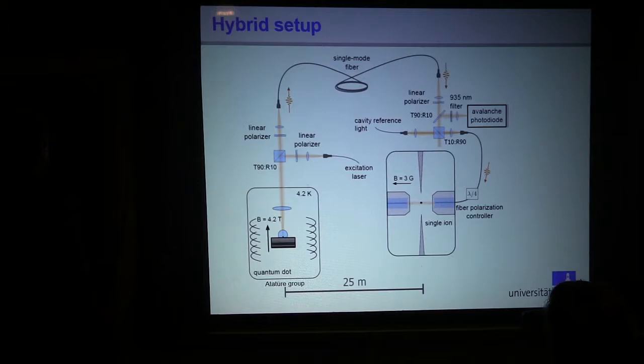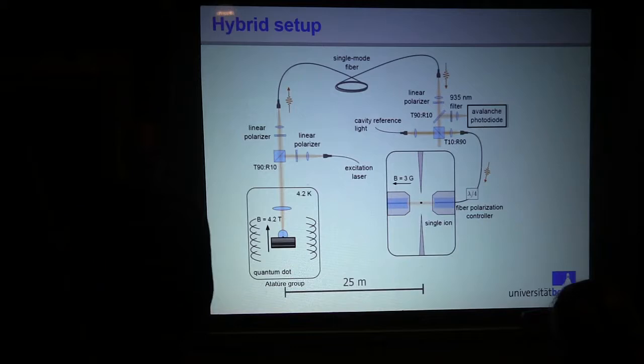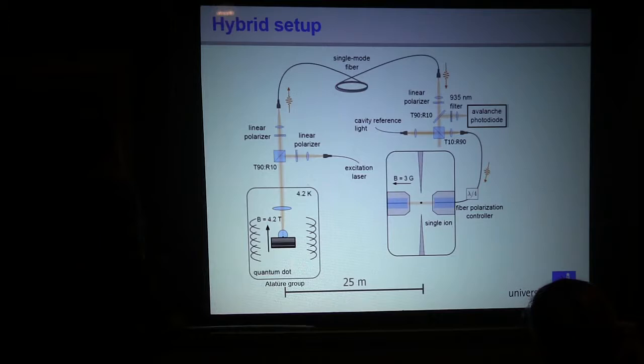Okay, so here's the setup. The ion I've showed you already extensively. The quantum dot is in collaboration with the group of Mete Atatüre in Cambridge. It sits in an optical cryostat at 4K, in a field of 4 Tesla, which was the field necessary to match the wavelengths of this one dot. We excite the dot optically, resonantly, extract the photons, send them over through 15 meters of single mode fiber, and then couple them into the fiber that goes to the cavity of the ion, and we want to absorb these photons with a single ion, providing a direct single photon link from the quantum dot to the ion.